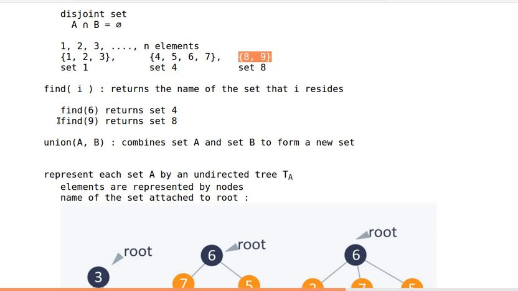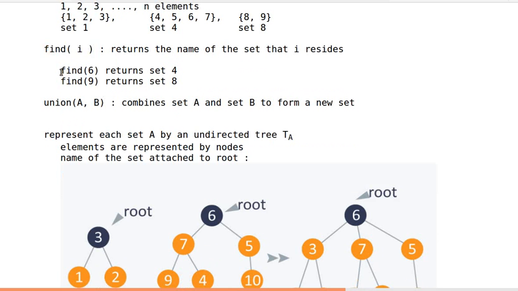The operation find(i) returns the name of the set in which i resides. For example, find 6 returns 4. Find 9 returns 8.